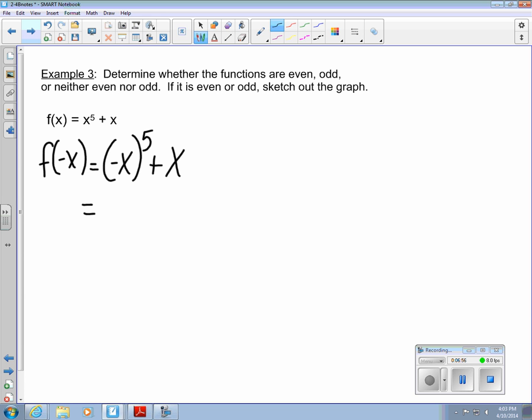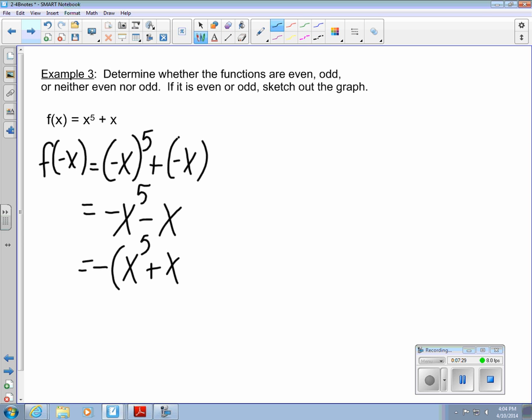This is going to give us any negative number to the odd power is going to be a negative x to the 5th. Oh, excuse me. This should be a negative x. We inserted negative x. If you can't tell, this is one of my first times making a video. So we have our negative x here. So we have a negative x to the 5th minus x. We can pull out a negative from here. So if we pull out a negative, we're left with x to the 5th plus x.